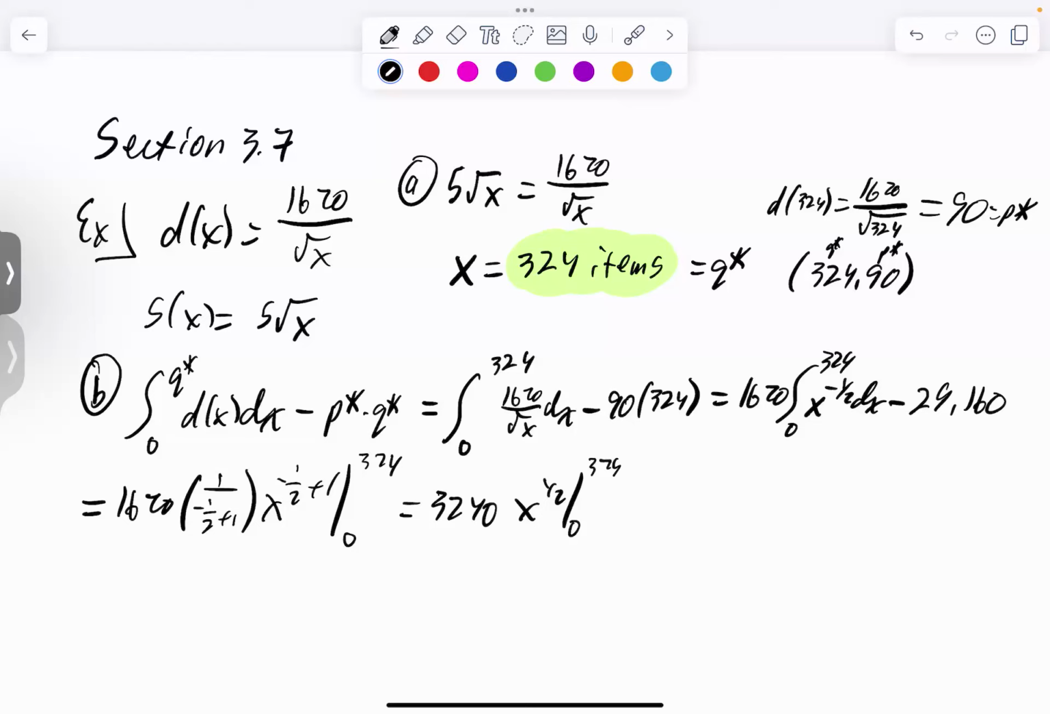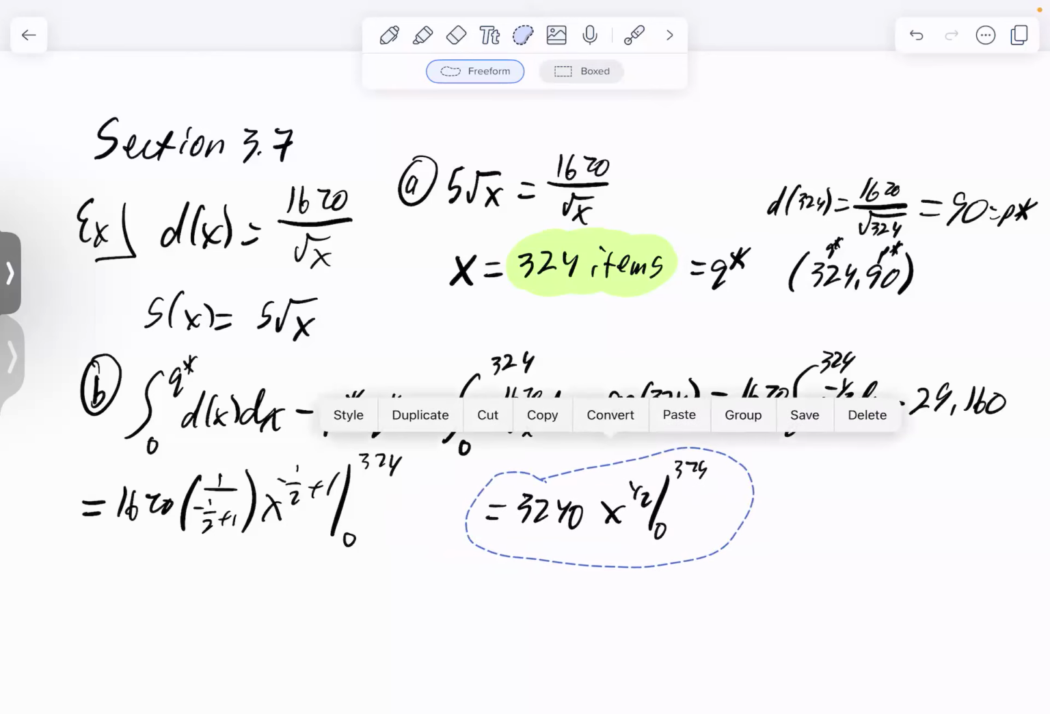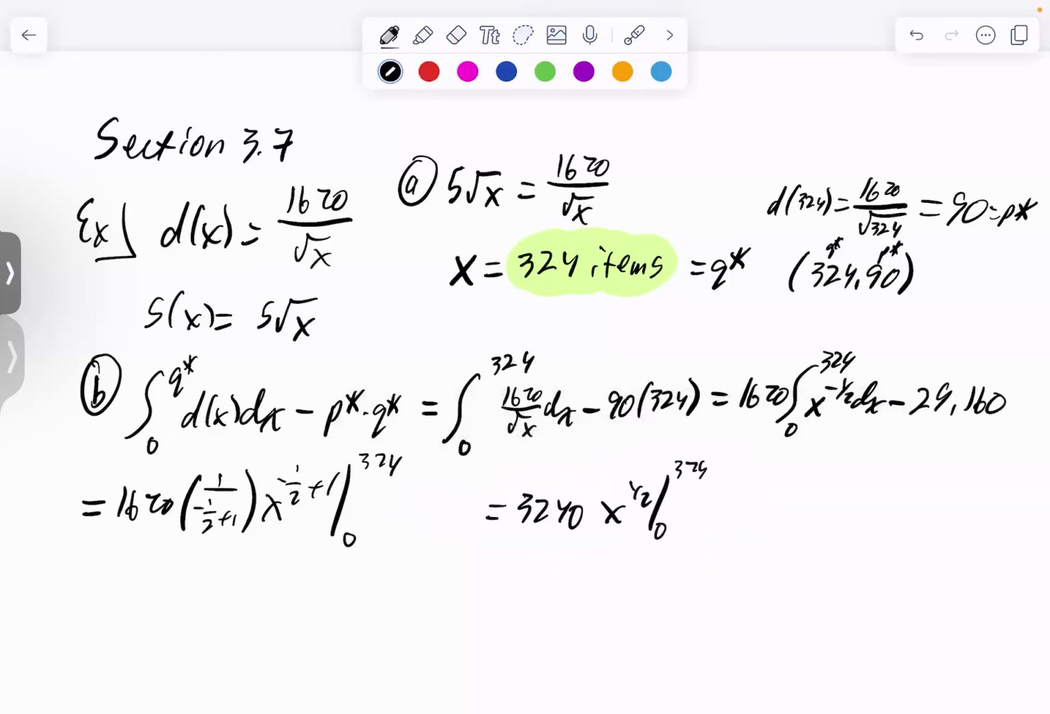Oh, you know what I didn't write in? Let's move this a little bit. I didn't write in my minus 29,160.